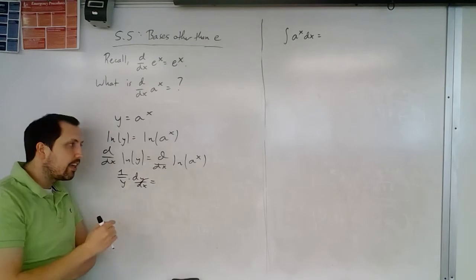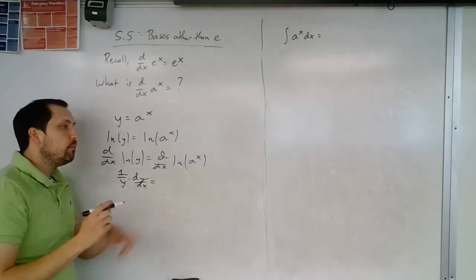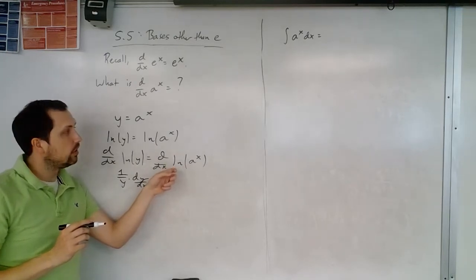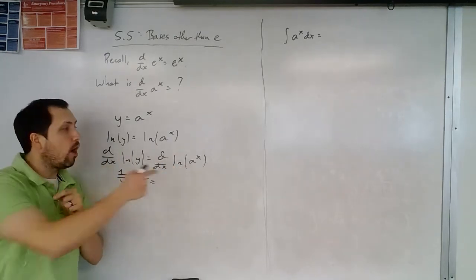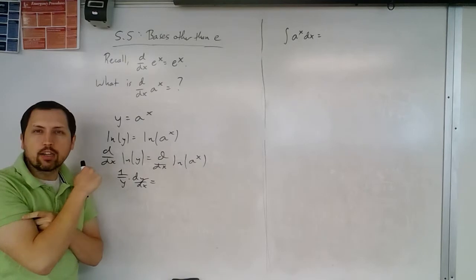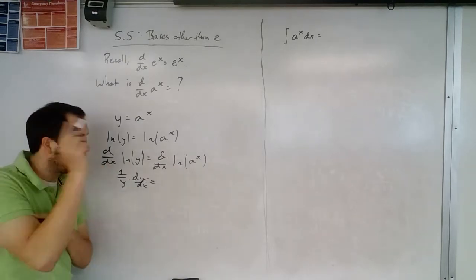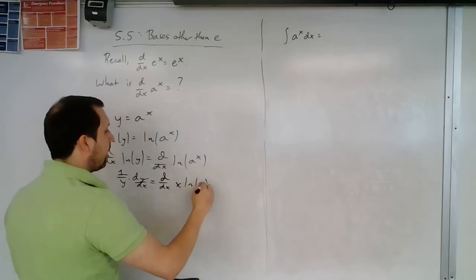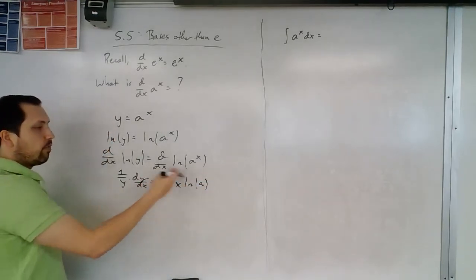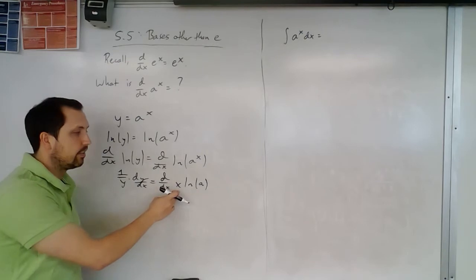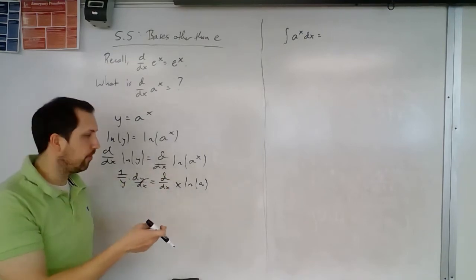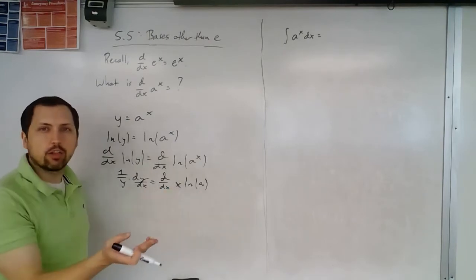Now for the right-hand side, there are two different ways to do it. You could take down the x, since that rule always works, so let's do it that way. I have d/dx of x times natural log of a. The derivative of this right-hand side is x times a constant. The derivative of 3x is 3, the derivative of 5x is 5, and the derivative of x times natural log of a is just natural log of a.